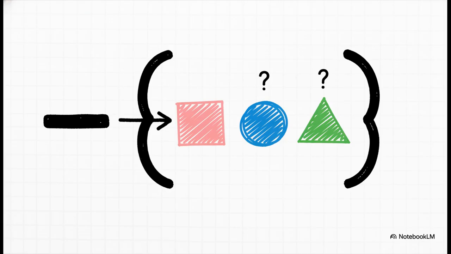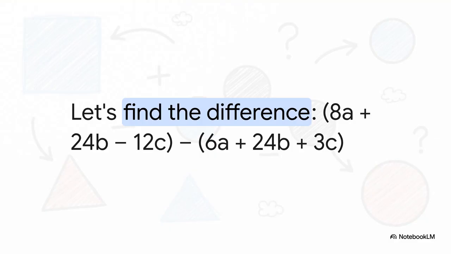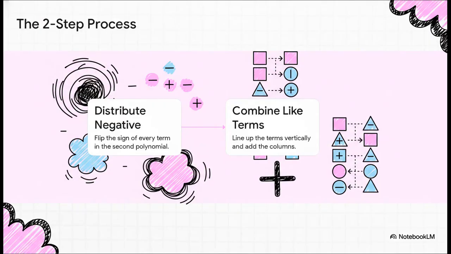And here it is. It's all about that negative sign. It's so easy to forget that the subtraction sign in front of a parentheses has to apply to every single term inside of it, not just the very first one. So let's model this with a fresh example that really shows what's going on. We're taking that first polynomial and subtracting the second one from it. The process is always the same, and it's super reliable.